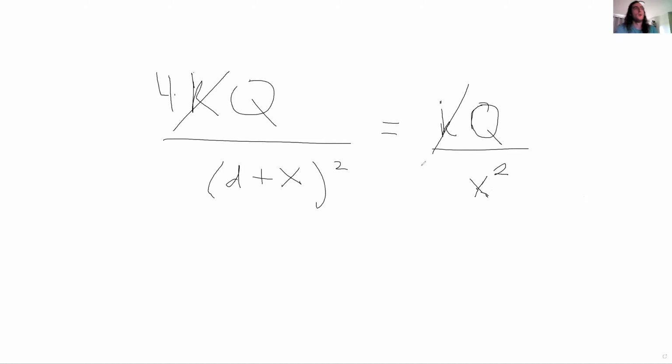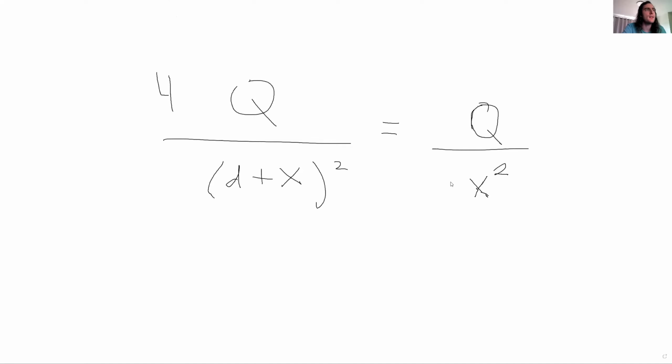Okay, so look at this. Everything is canceling. We have so many constants in our problem here. A lot of those constants are canceling. And so what we have is a nice, neat expression here: 4Q over D plus X squared equals Q over X squared.